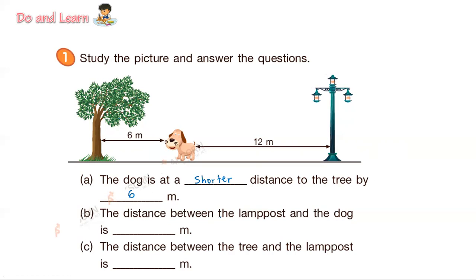The distance between the lamppost and the dog is, look, lamppost, dog. The distance is 12 meters. The distance between the tree and the lamppost is from the tree to the lamppost. So we get 6 plus 12, and we get 18 meters.